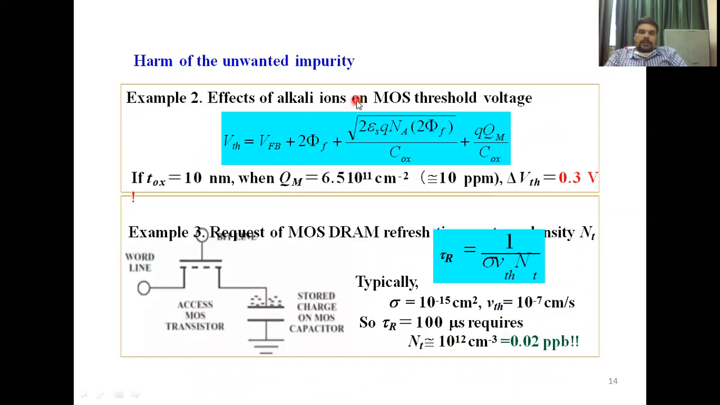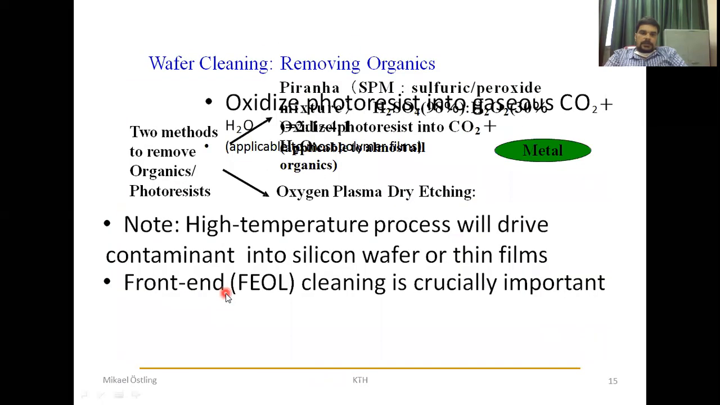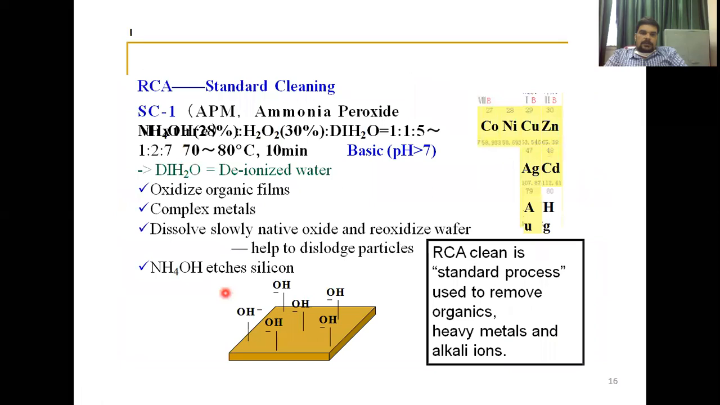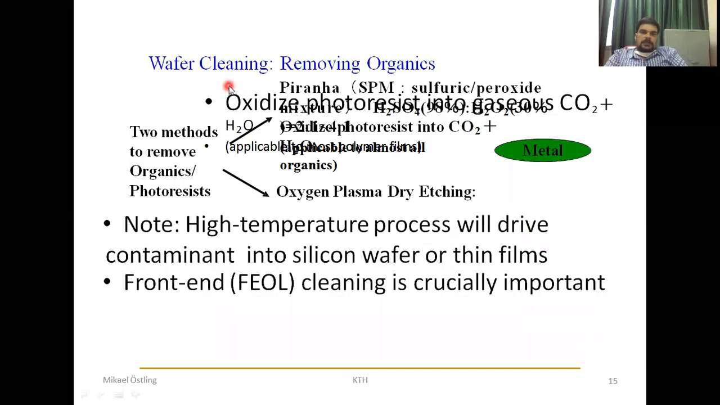This is the effect of alkali ions on MOS threshold voltage. These are the methods that we use for wafer cleaning.